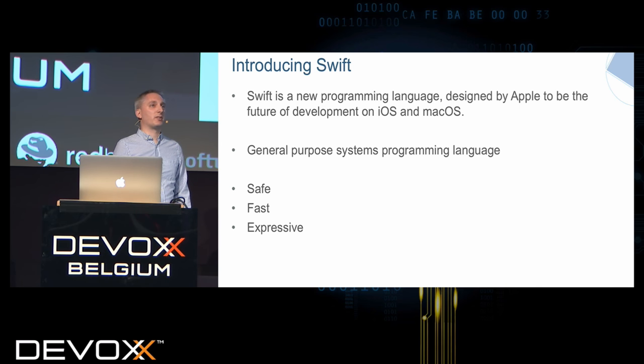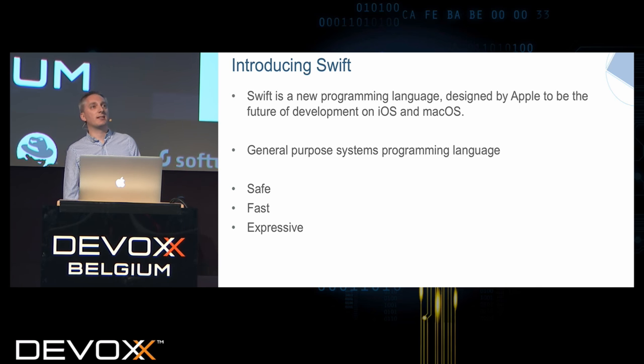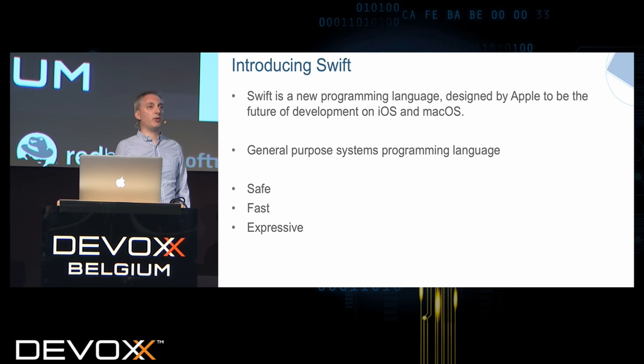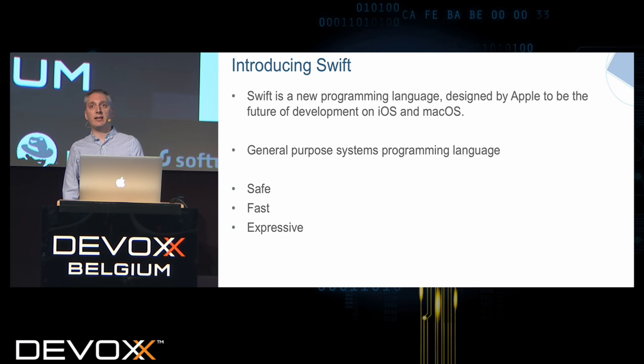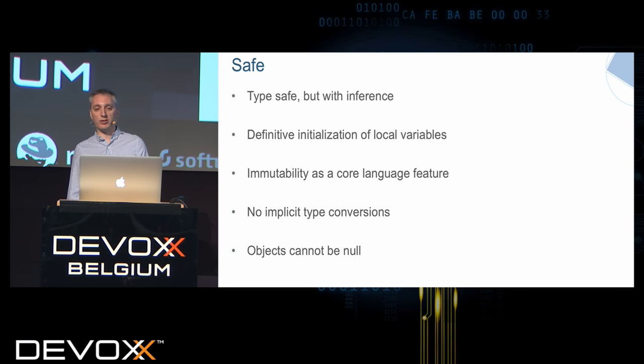Swift is a general purpose systems programming language. It's designed to be a replacement for Objective-C, obviously, but also for languages like C and C++. So it's a compiled language. The three bullet points that people mainly associate with it are that it's safe, fast, and expressive. And I'll talk a little bit about what each of those means and why you might use them.